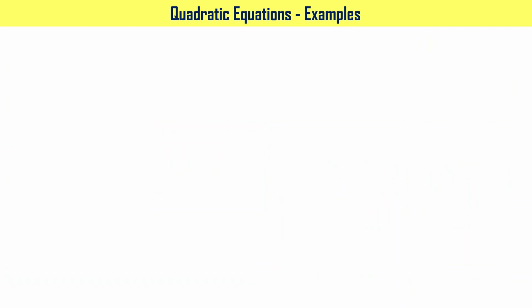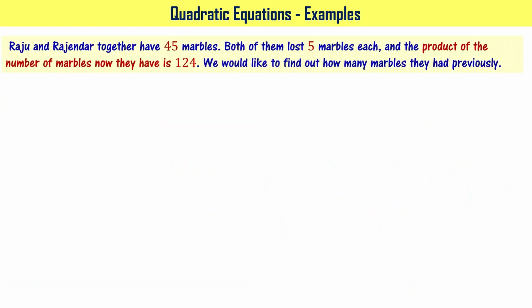Let's take a look at another example. Raju and Rajender together have 45 marbles. Both of them lost 5 marbles each. And the product of the number of marbles they have now is 124. We would like to find out how many marbles they had previously. If you have such a scenario, quadratic equations come in handy. We can express this as a quadratic equation. Let's see how it is done.